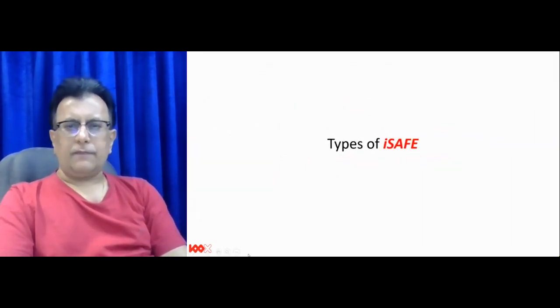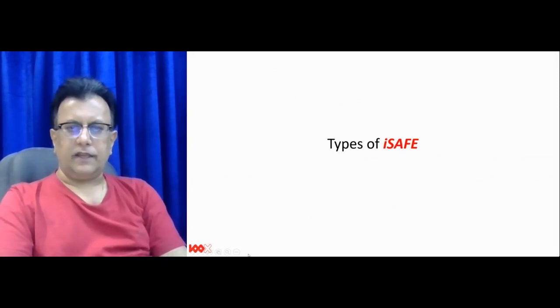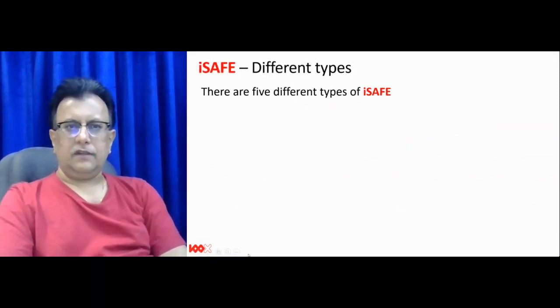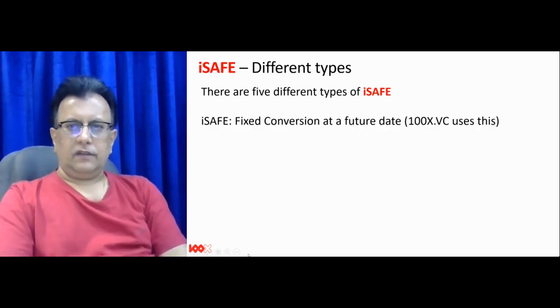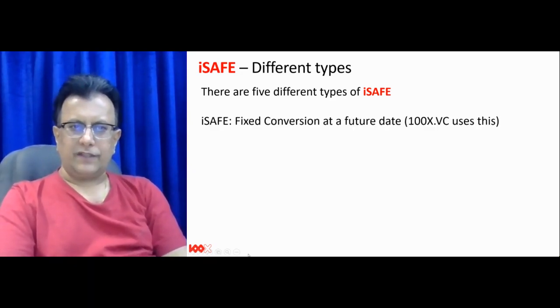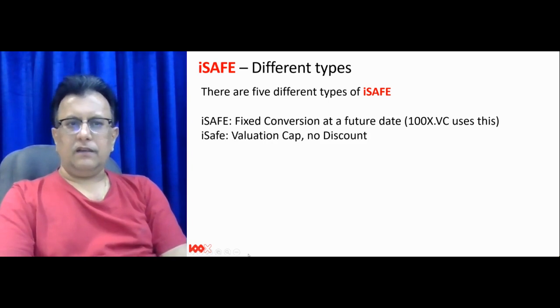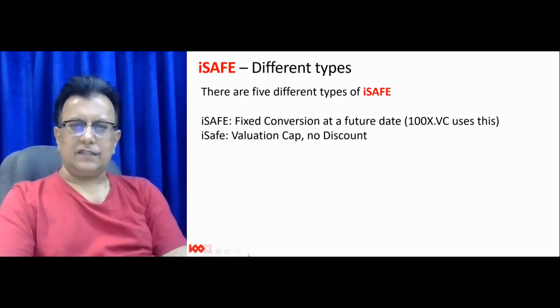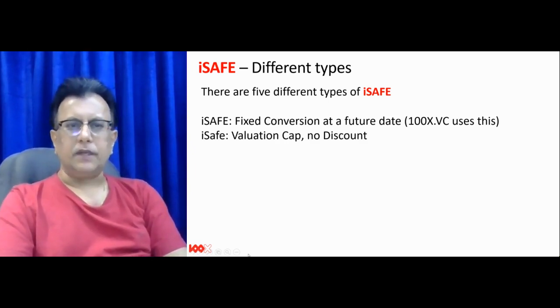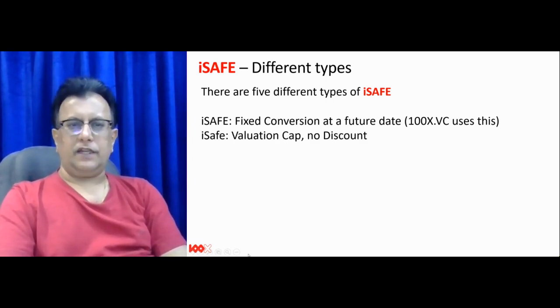So let's look at what types of iSAFE we have, how many types there are, and which has what benefits. There are basically five types of iSAFE. The one that 100x pretty much uses is a very fixed conversion at a future date. So this is an iSAFE where the investment goes into the company, and the conversion is fixed at a future date. Secondly, there is an iSAFE which has a valuation cap but no discount. You could have an agreement between an investor and company with a cap on the valuation, which can be used later for the VC round to negotiate the stake, but there is no discount to it.